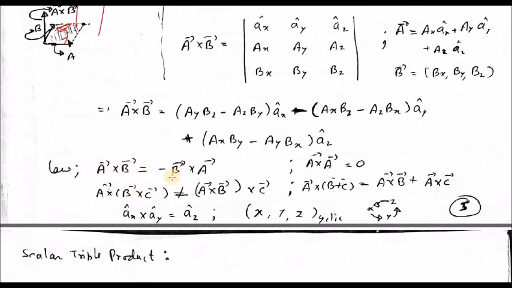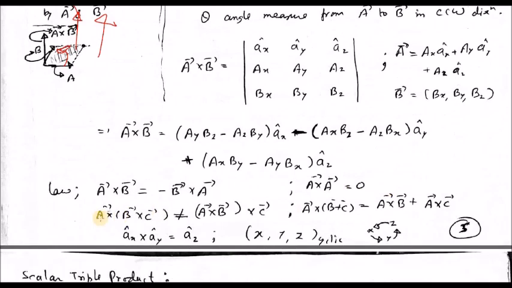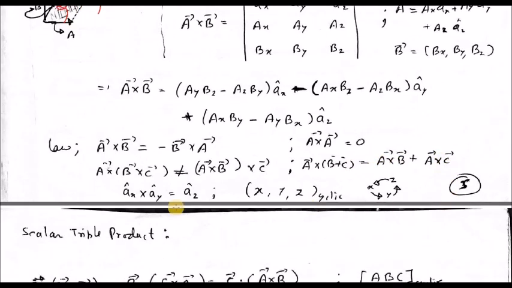And the laws are here. A cross b is minus of b cross a. A cross a will be 0 because theta is 0 degrees and sin theta will be 0. So a cross a is 0. A cross (b cross c) is not the same as (a cross b) cross c. However, a cross (b plus c) is a cross b plus a cross c.